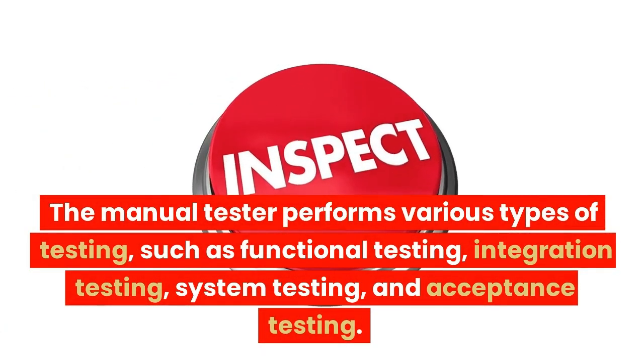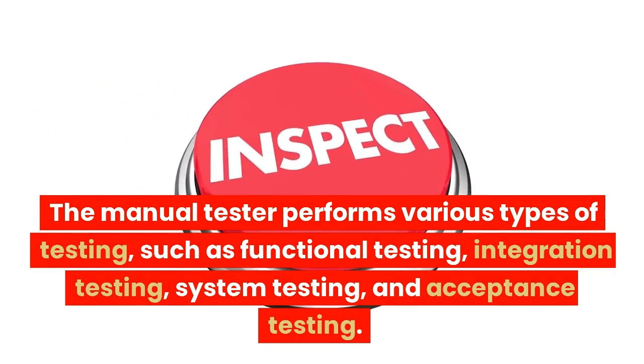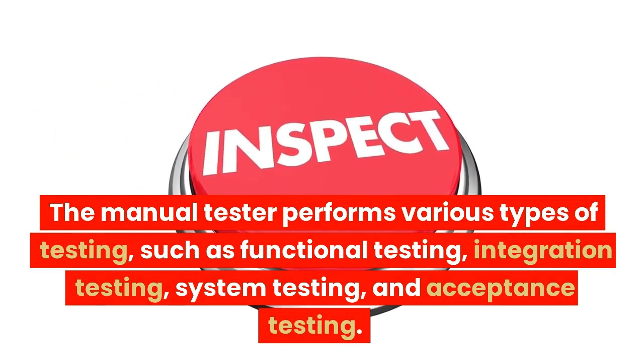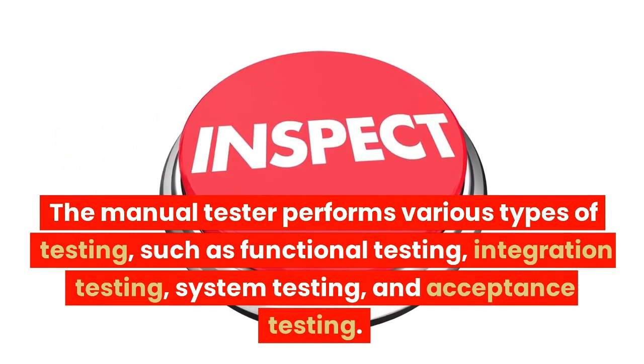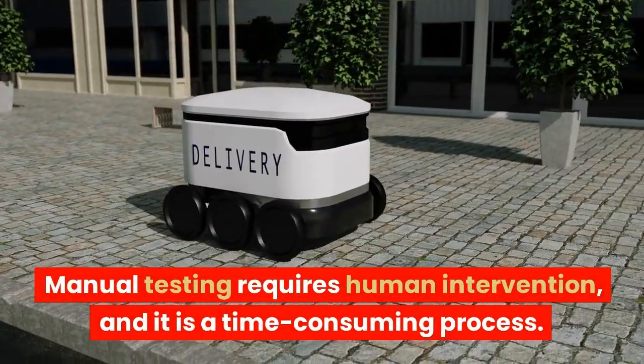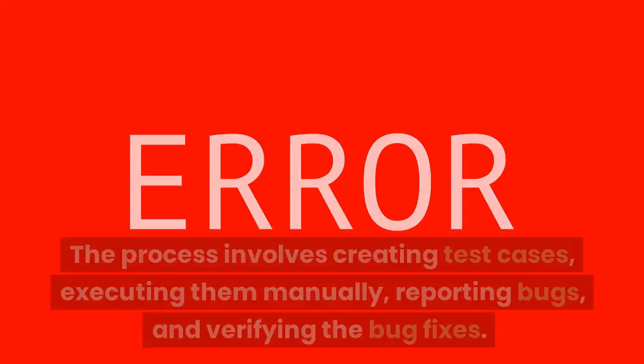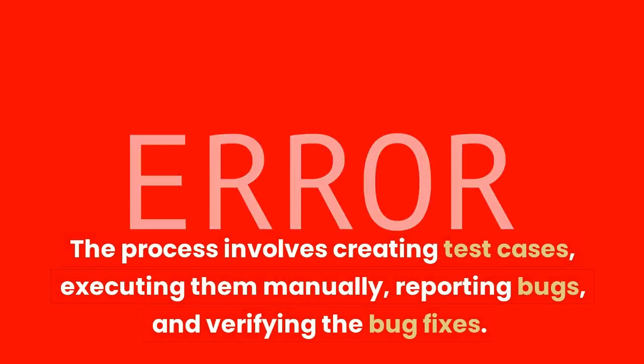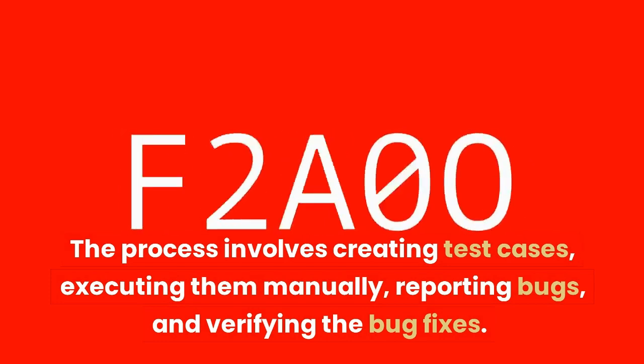The manual tester performs various types of testing, such as functional testing, integration testing, system testing, and acceptance testing. Manual testing requires human intervention, and it is a time-consuming process. The process involves creating test cases, executing them manually, reporting bugs, and verifying the bug fixes.